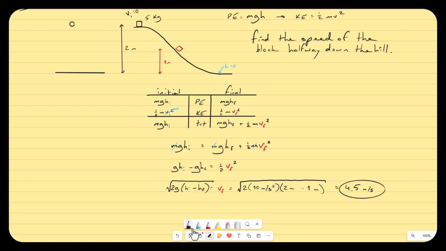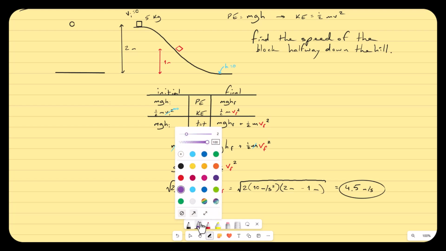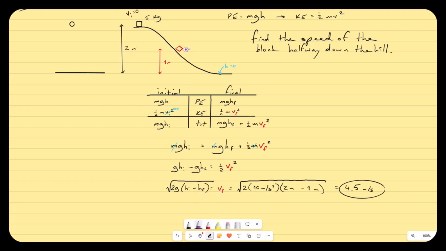If we had instead looked ahead and said, let's make this my height equals 0, then in the end I would have an h final of 0 there. My h initial would be 1 meter, because I would be 1 meter up. So this would become 1 meter, this would become 0 meters, and 1 meter minus 0 meters is the same as 2 meters minus 1 meter. I would have gotten the exact same result.